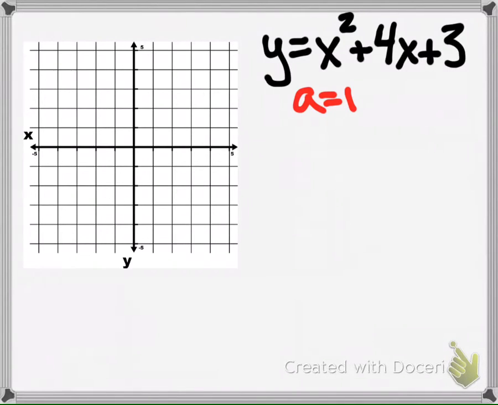My a value would be 1 because there's a 1 in front of the x squared. My b value is 4 because there's a 4 in front of the x. And my c value is 3 because that is the value without an x term.